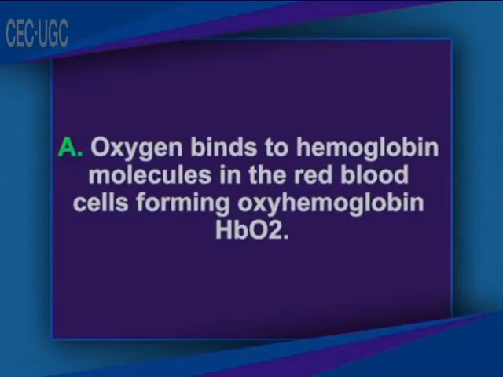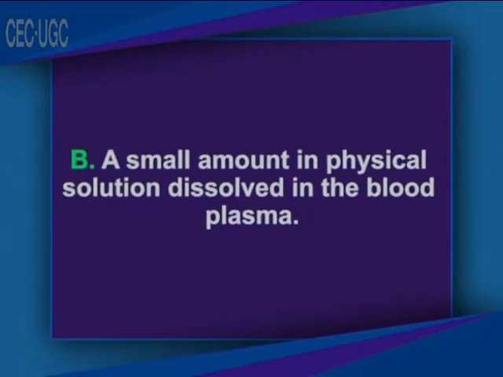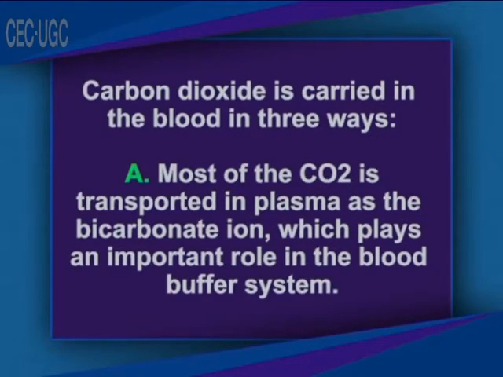Respiratory gas transport. Oxygen is carried in the blood in two ways. A. Oxygen binds to hemoglobin molecules in the red blood cells, forming oxyhemoglobin. B. A small amount is in physical solution, dissolved in the blood plasma. Carbon dioxide is carried in the blood in three ways. Most of the carbon dioxide is transported in plasma as the bicarbonate ion, which plays an important role in the blood buffer system.